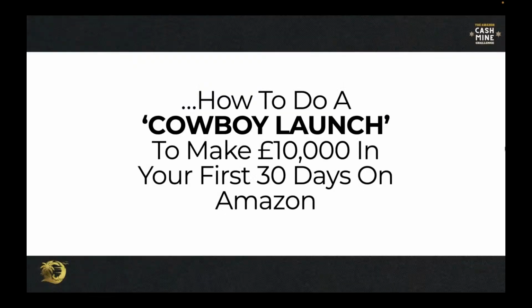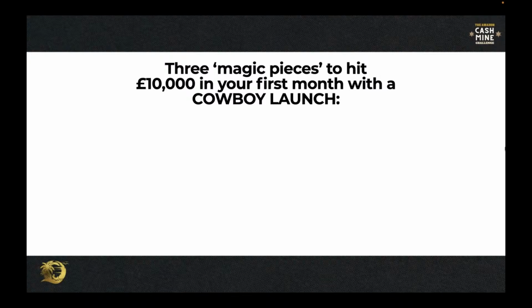If they've done it, then you just need to copy what they've done. And a lot of people, what they've done is they've used a COWBOY launch to get started. So today I'm going to teach you how to do a COWBOY launch to make £10,000 in your first 30 days on Amazon. Now, to do a COWBOY launch, you need to use 3 magic pieces of the puzzle that add up and equal results. If you follow these simple steps, you can do your COWBOY launch, get results, and copy what all these people who've made cash in their first month have done.